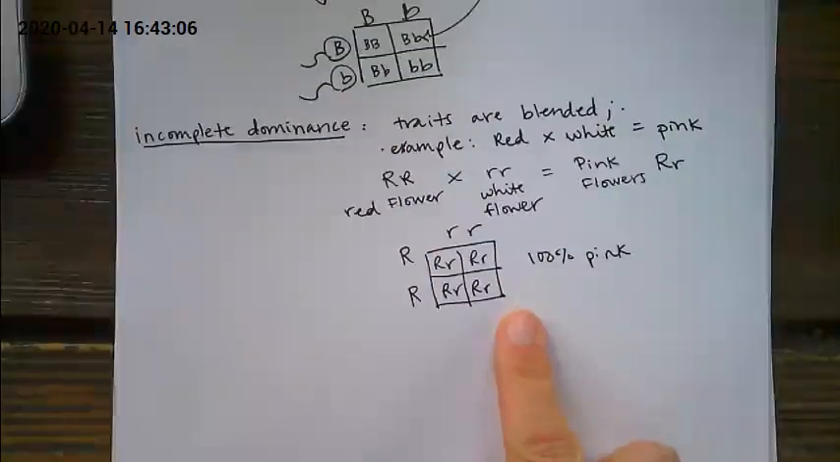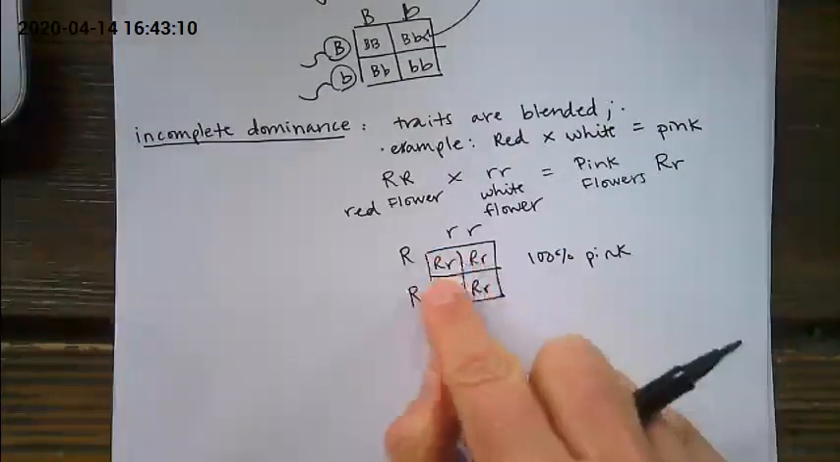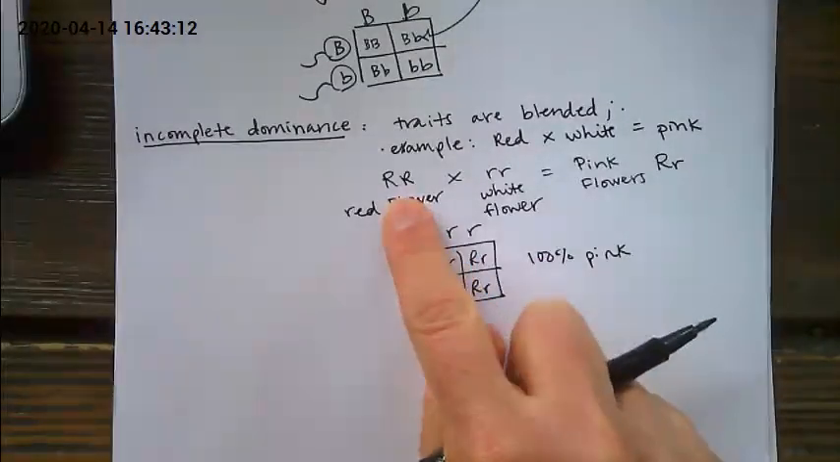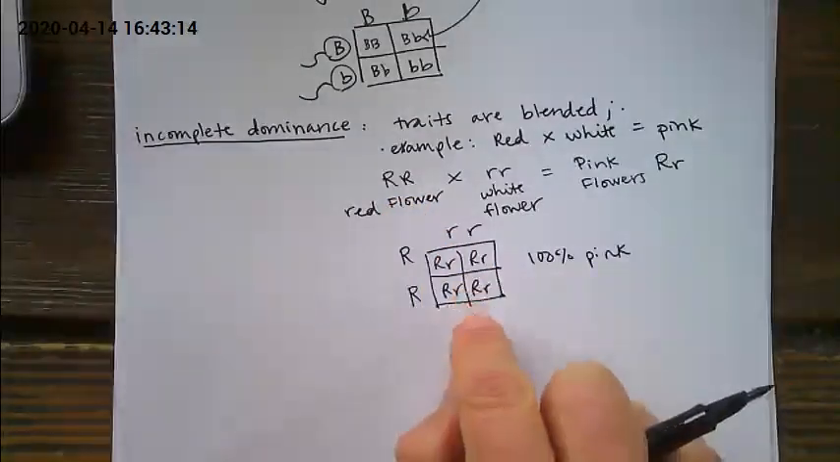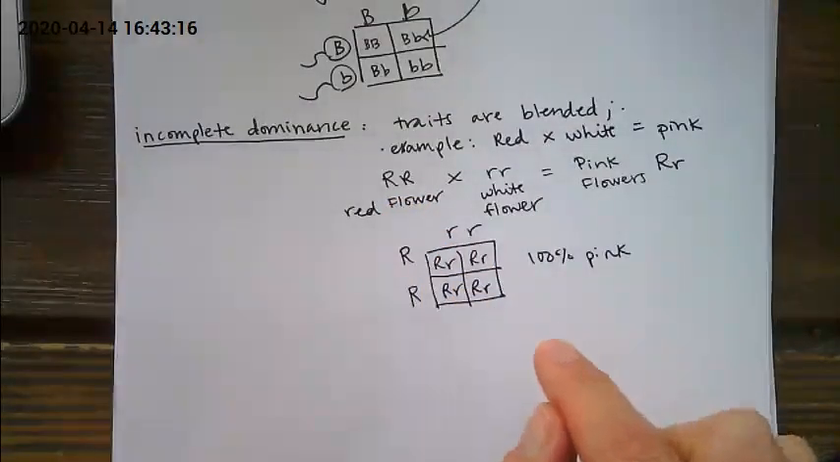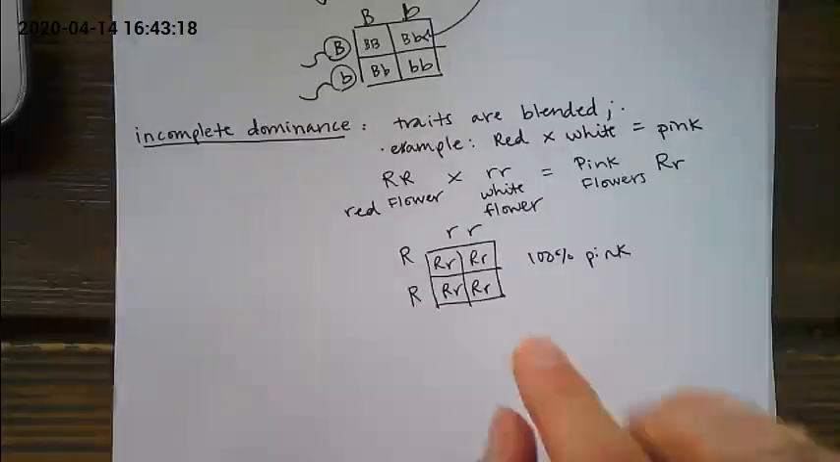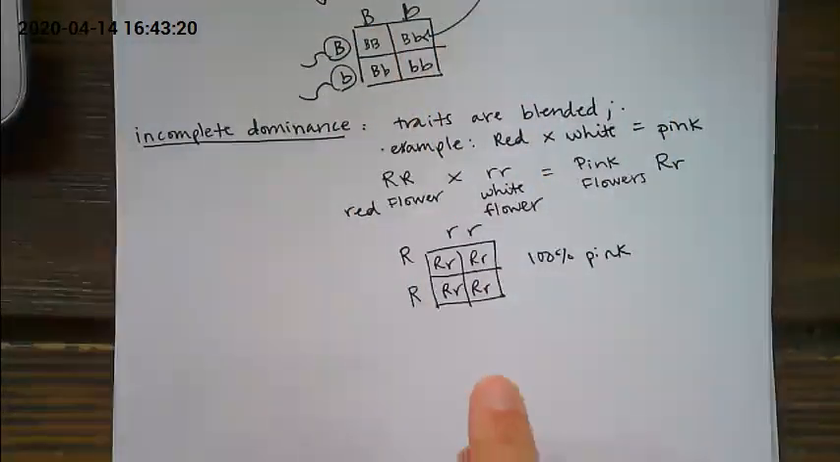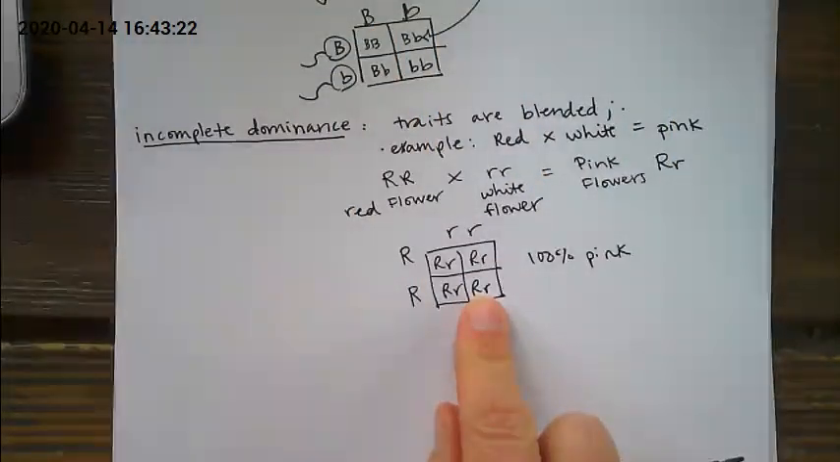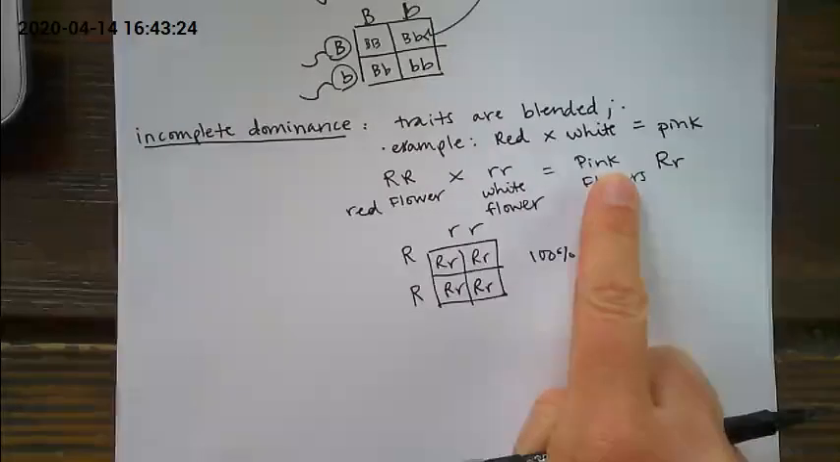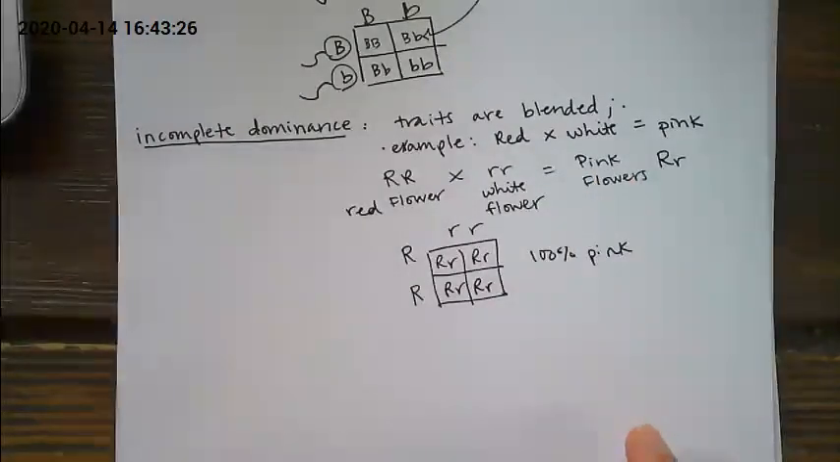A week ago when we were doing just Mendelian or complete dominance, these offspring would have given you the red phenotype. But this is a special case. This is a case where sometimes genetics don't follow the Mendelian laws, and sometimes you'll get this blended phenotype instead. That's an example of incomplete dominance.